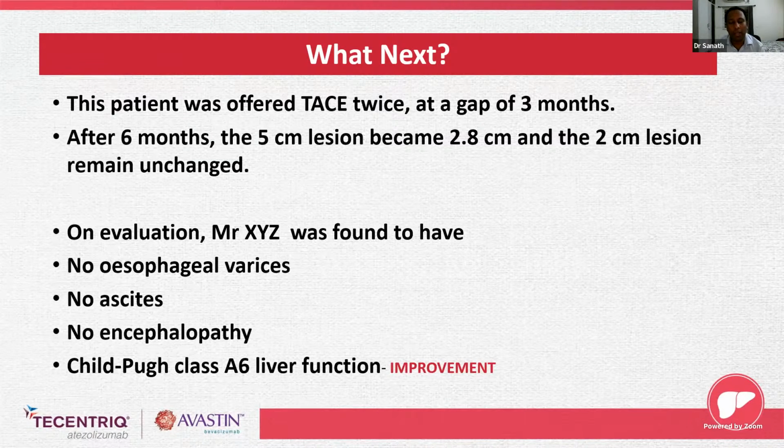So 2 times TACE he underwent. Then there is a good response. The 5 centimeter lesion became 2.8 centimeter. Then the 2 centimeter lesion has remained unchanged. Then on evaluation, there were no esophageal varices, no ascites, no encephalopathy. So the CLD is compensated CLD, and the Child-Turcotte-Pugh score is 6. So it has improved from Child-Turcotte category B to A.